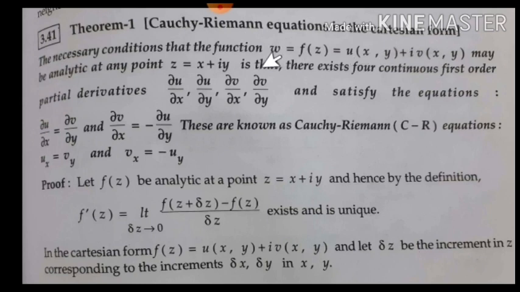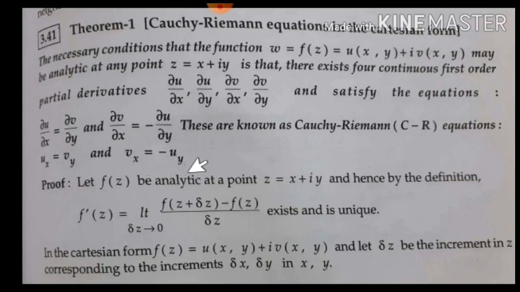If the partial derivatives exist, then always ∂u/∂x equals ∂v/∂y, that is ux equals vy, and vx equals minus uy. If it satisfies these equations, then these equations are called the CR equations. How we are reaching these equations, we are going to discuss in the proof.